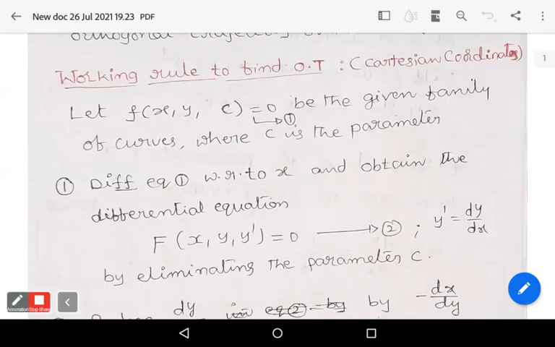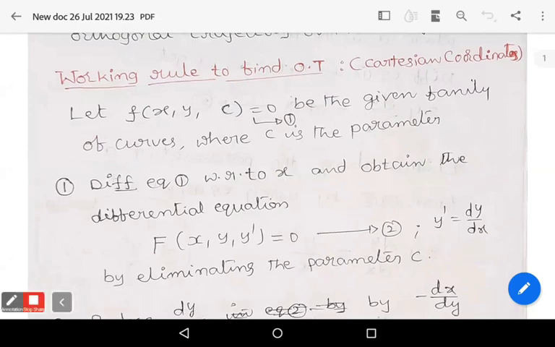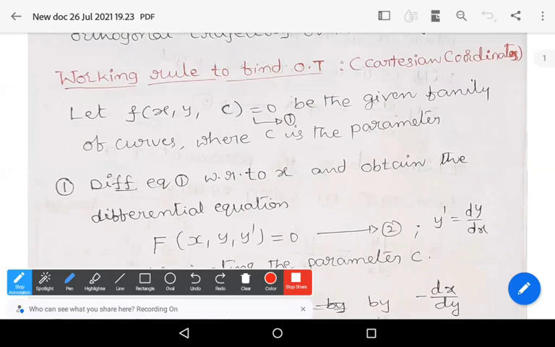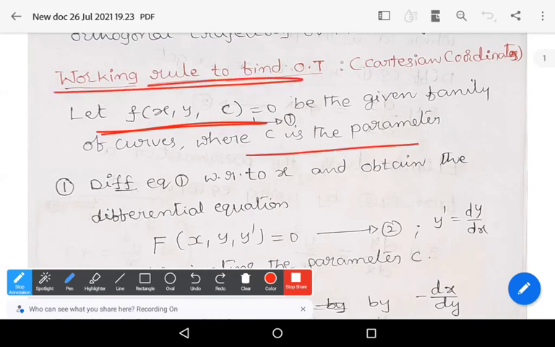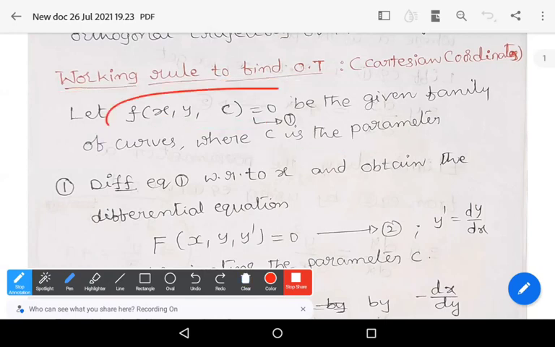In this video, we learn in Cartesian coordinates. In the next video, we learn about polar coordinates. Let us see the first point. Let f of x, y, c is equal to 0 be the given family of curves, where c is the parameter. This is the working rule to find the orthogonal trajectories.